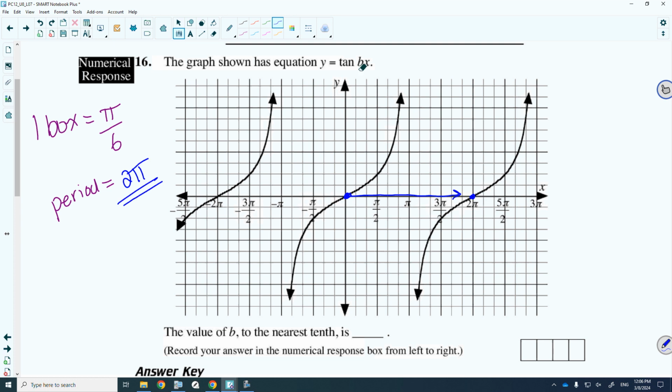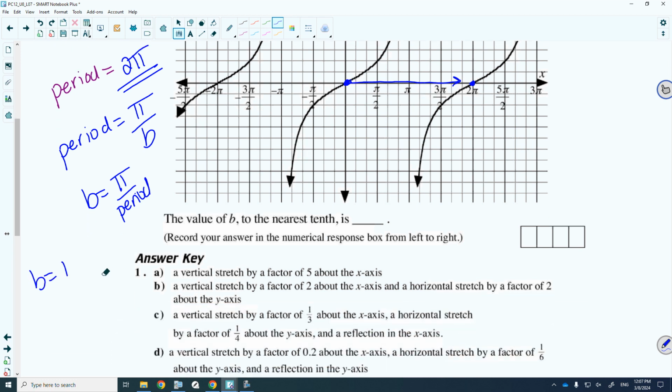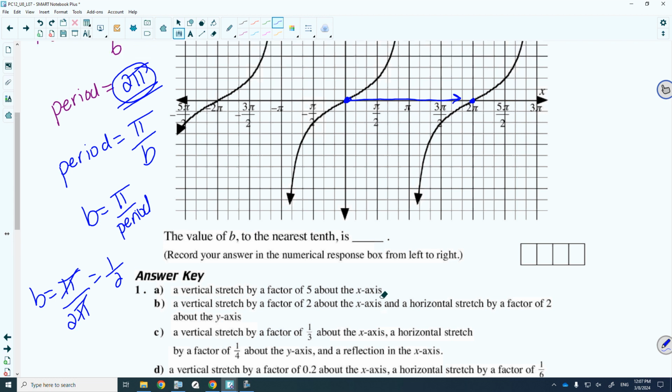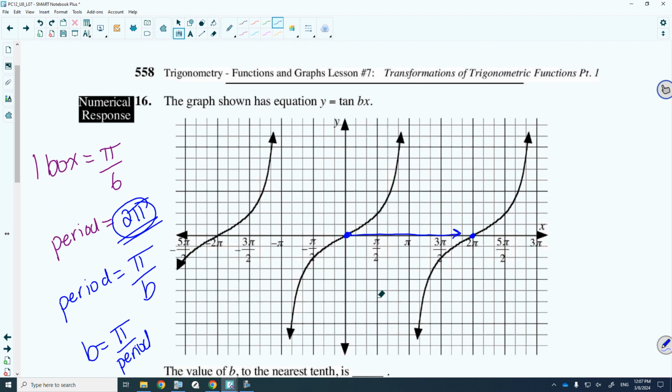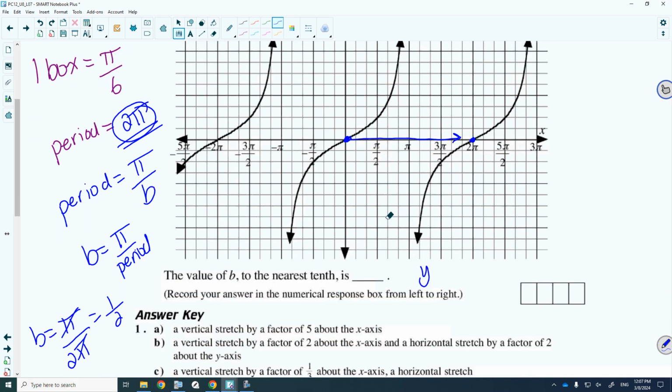It wants us to figure out the b value for this graph. So the formula is period. Now it's a tan graph, so it's pi divided by b. B is equal to pi divided by the period. B is equal to pi, the period was 2 pi. Pi over pi will cancel, and b is going to be 1/2. And it says, what's the value of b to the nearest tenth? Well, 1/2 would be, we're basically getting y is equal to the tan of 0.5x. So the answer is 0.5.